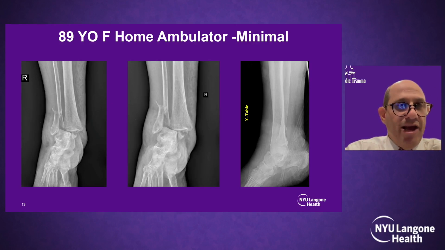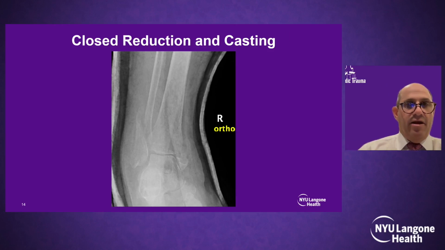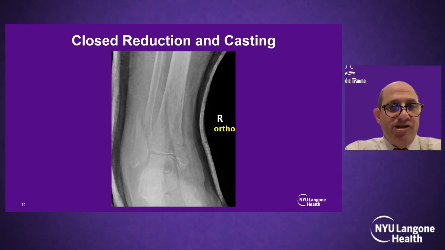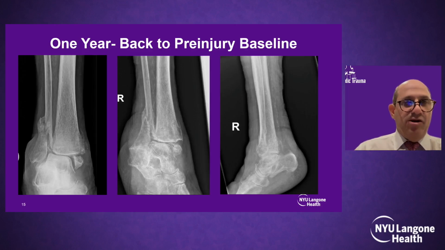So here's another case. This is an 89-year-old home ambulator only and minimal at best. Pretty bad ankle fracture dislocation. She gets reduced in a cast. And, reasonable reduction. Is it going to hold? Who knows? She kind of disappears and comes back.